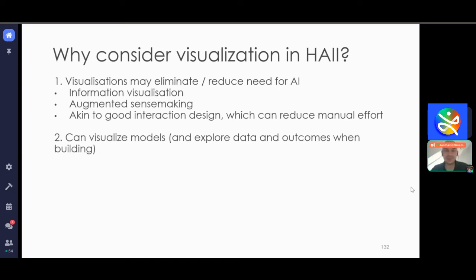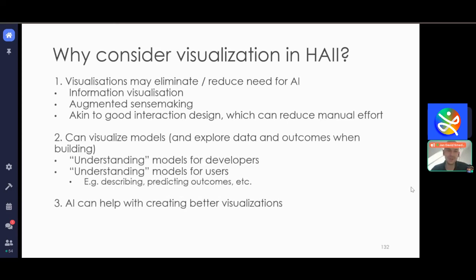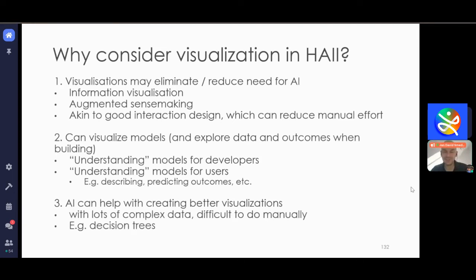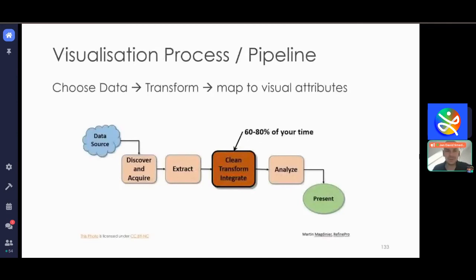Visualization can also be incredibly helpful in visualizing models or exploring data and outcomes when building models. Then there's the flip side of the coin. AI in return can also help us with creating better visualizations, especially in very complex data spaces, and decision trees can be one quick example to drop in here. It's also interesting to observe that the typical data processing pipeline established in data visualization reads very similarly to machine learning and AI.